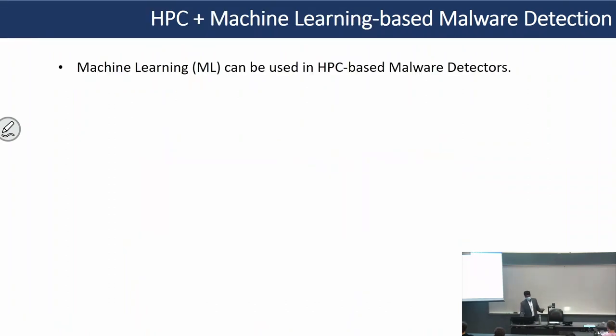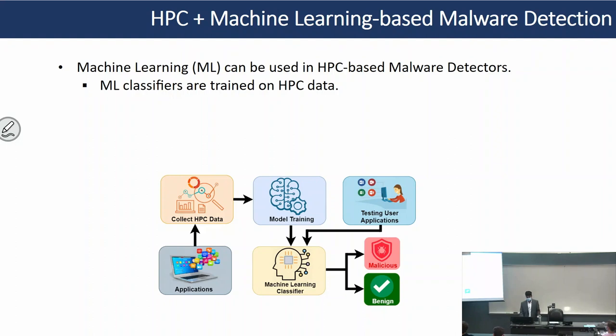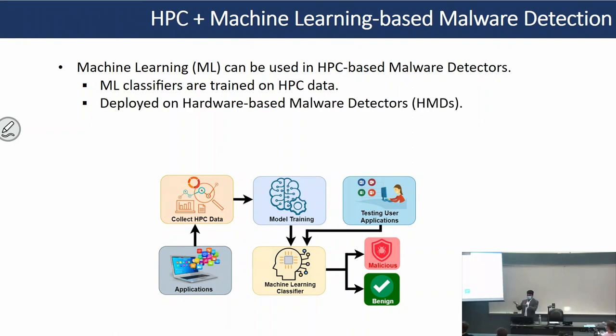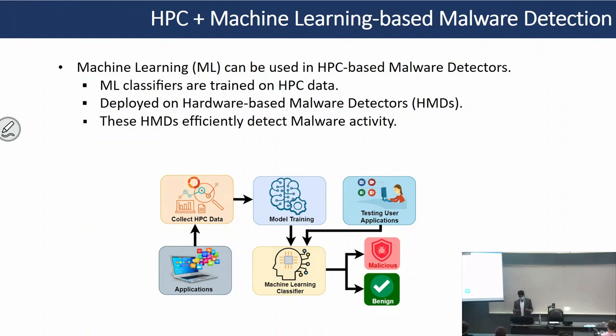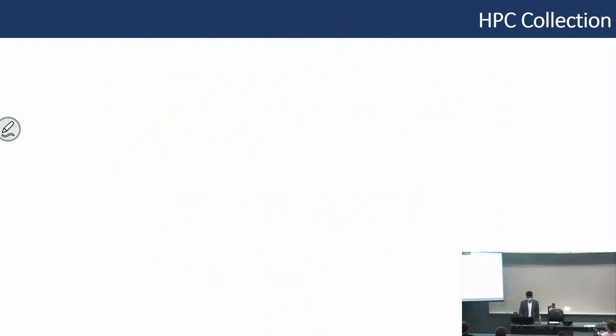Now, machine learning can be used in conjunction with HPCs for malware detection. How is this done? Machine learning classifiers are trained on the HPC data. So you get a bunch of malware and a bunch of benign programs, get their HPC data, train a machine learning classifier, and deploy it on the hardware-based malware detectors. These HMDs can then detect malware during inference. Now the question is, which machine learning classifiers are best? Which one should you use? Let's get to that.